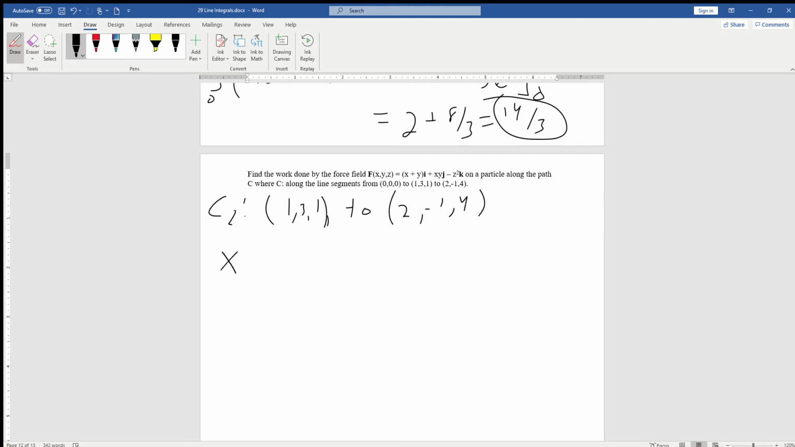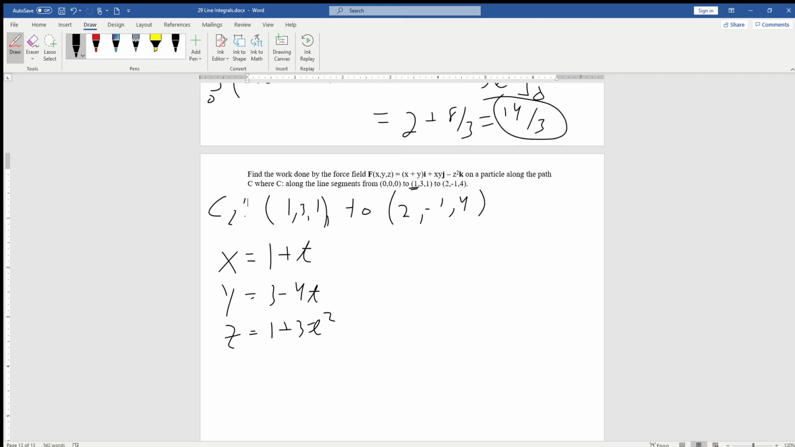So we have to define x, y, and z. Now x is going to be equal to 1 plus t. Notice that the initial point was 1, and then we increased by 1 from 1 to 2 in the x direction. To go from 3 to negative 1, we start at 3 and we decrease by 4, so that's going to be 3 minus 4t. And then finally, for z, we go from 1 to 4, so that's an increase of 3. So it's going to be 1 plus 3t.